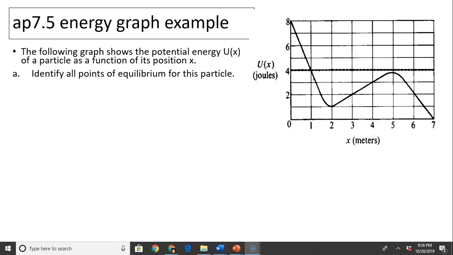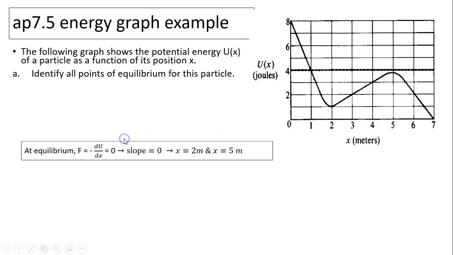So this is U(x) versus x, which basically shows the force acting on the particle is a conservative force. So we have the relationship between force and U: force equals the negative of the slope. The points of equilibrium are the points where force equals 0. That means the points where slope equals 0. There are 2 points with slope equals to 0. One is at x equals 2, the other one is at x equals 5.